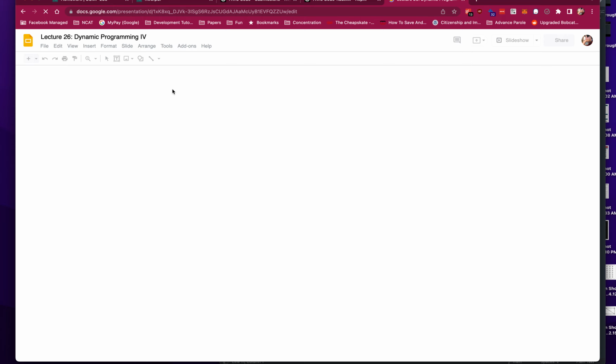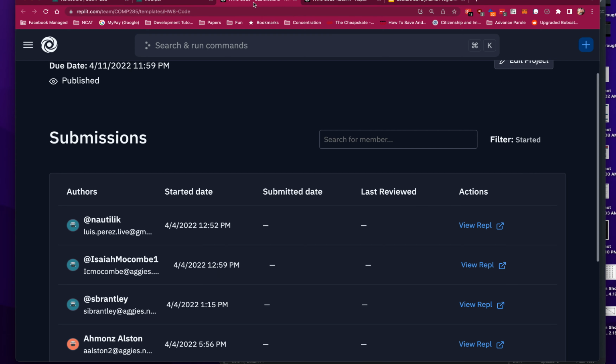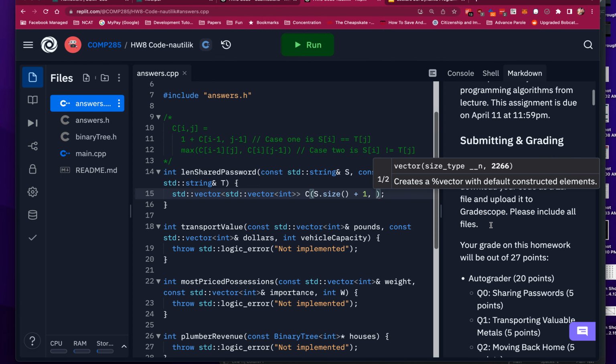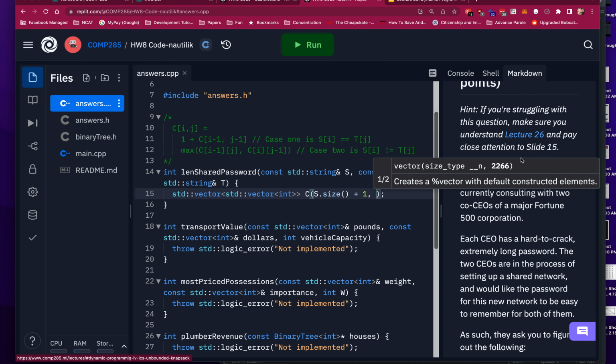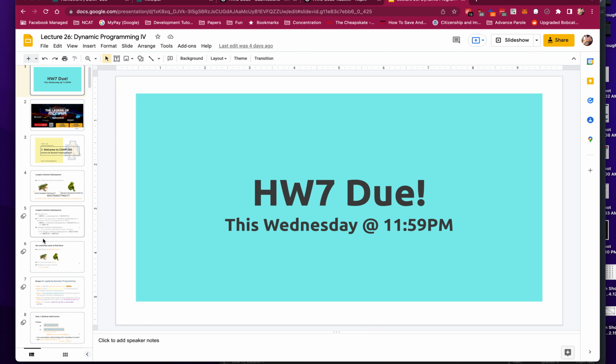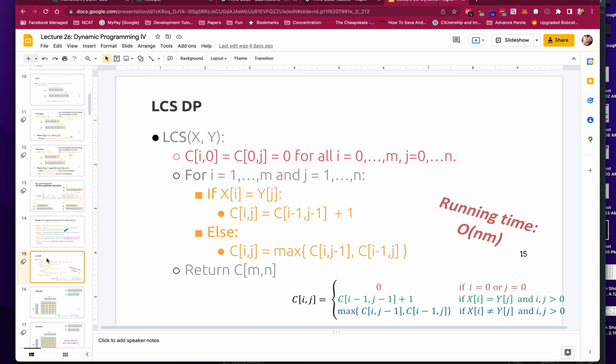If you open up lecture 26, I think I linked to this in the README. I linked to 26 and I say slide 15. So if you open up lecture 26 and look at slide 15, you're implementing this. This is your pseudocode for the longest common subsequence, so you need to understand this.